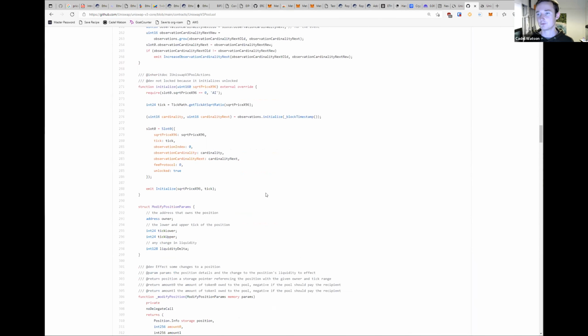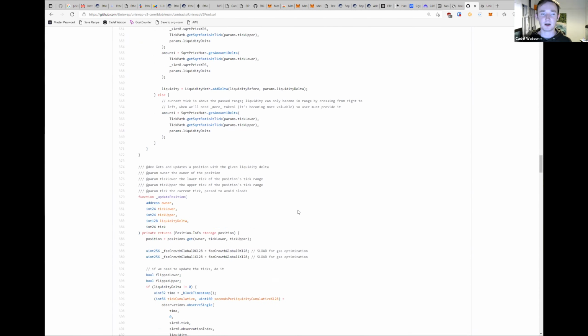If you were really, really paranoid, you can actually compile this code yourself and check that it matches the smart contract on the network. And then you can be absolutely certain that this is the code that's running.